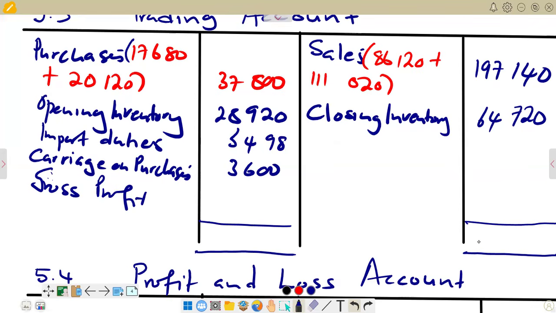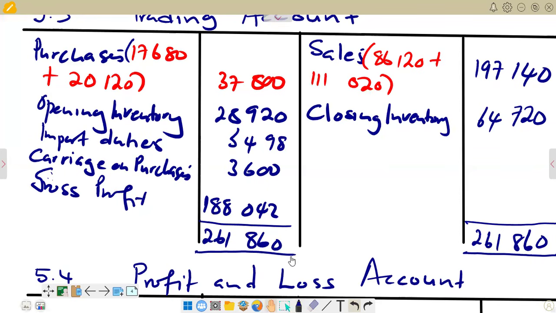So if you add the credit side, the bigger total is 261,860. And we put it on both sides in between the double lines. Then if you take this figure minus all the figures that we're having on the debit side, we are going to get a balancing figure of 188,042. So this is what we have in terms of the trading account.